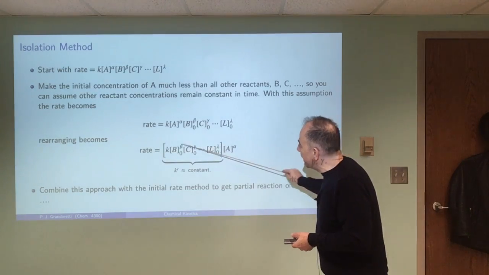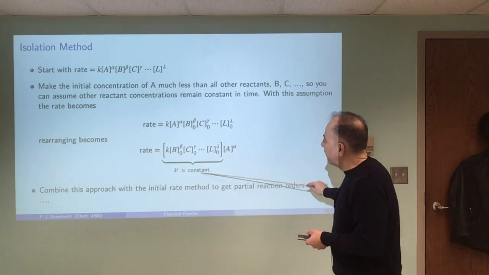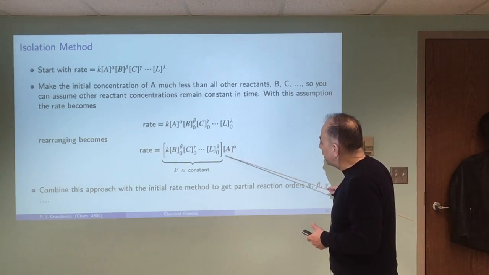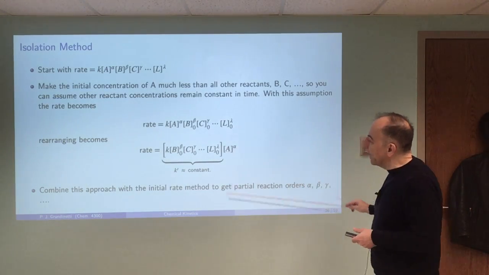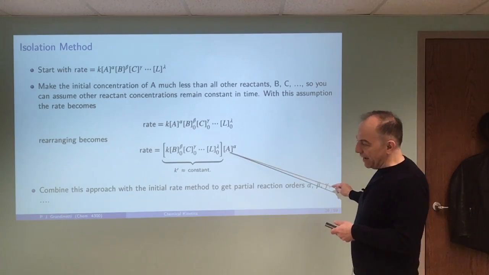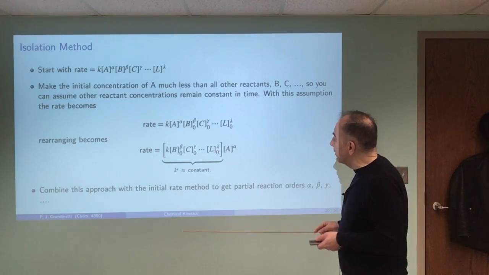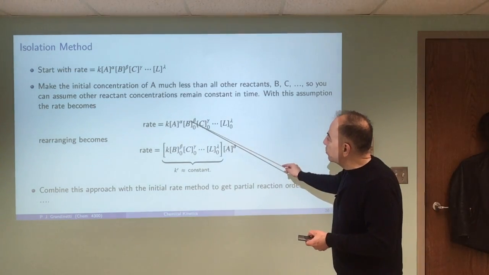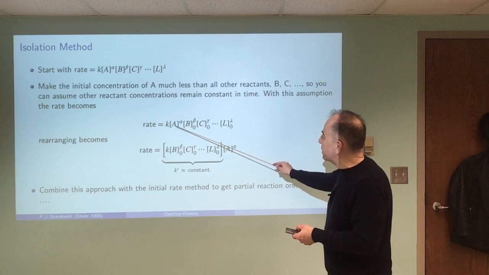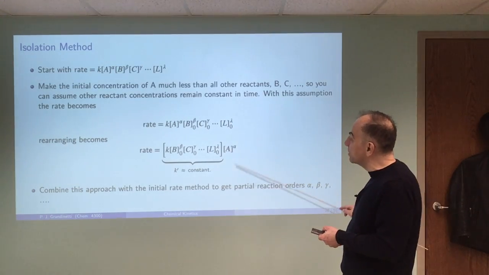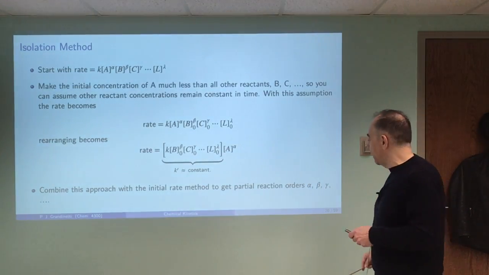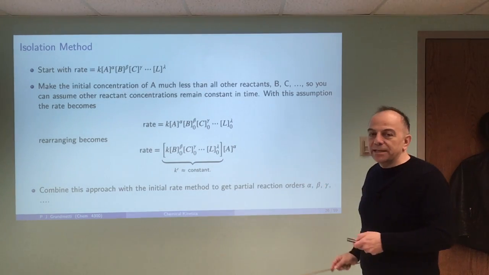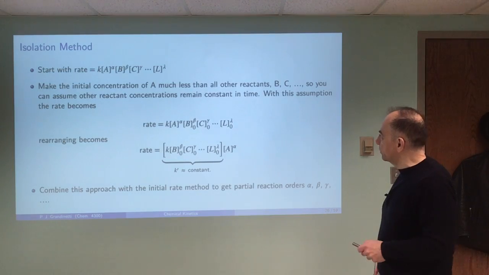You can group them together like this, and we'll call that k prime for the rate constant, and then under these conditions, we work out the order for A using the initial rate method in the previous slide. Then we can switch over and make B the one that's low concentration, put A at high concentration along with the others, rearrange this, and repeat this approach. And that will work your way through each one of these species to get their partial orders.